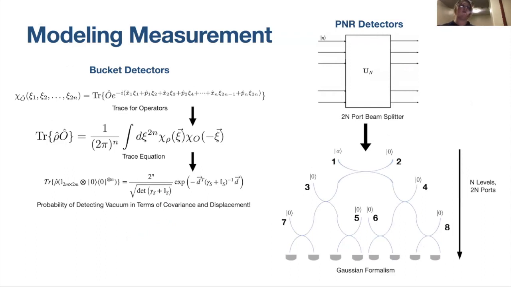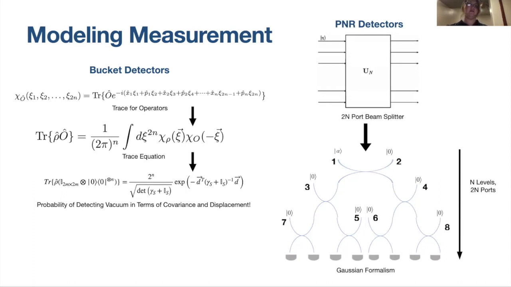Then we can model how we can detect these states. In particular, we model 2 specific detectors. One is called a bucket type detector, which the math is shown for on the left. Bucket type detectors can either detect a vacuum state, no photons, or not a vacuum state, so photons. It can either detect whether photons are being detected or there's nothing.